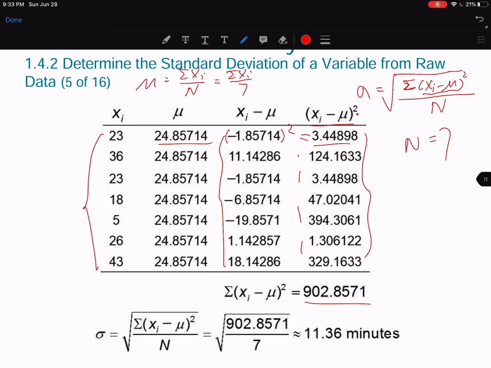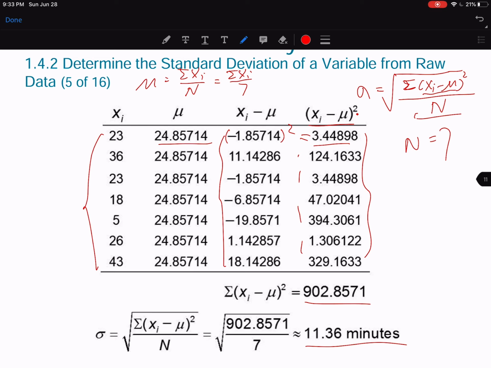Then we bring this back into the formula, which is the square root of this number, 902.8571, divided by 7, and this is approximately equal to 11.36.